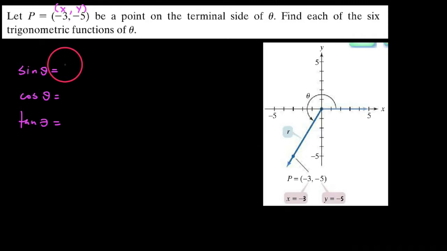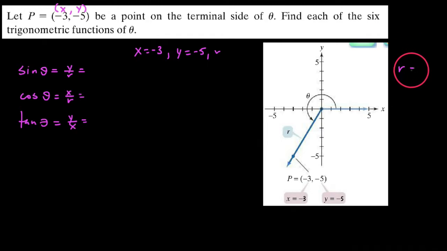But essentially what I want you to know is that we would get y over r for our sine, we would get x over r for our cosine, and we get y over x for our tangent. And so all we need to know are these values here. So now knowing that x is -3 and y is -5, we could actually write this down right here. X is -3, y is -5. What we're going to want to do next is find the value of r.